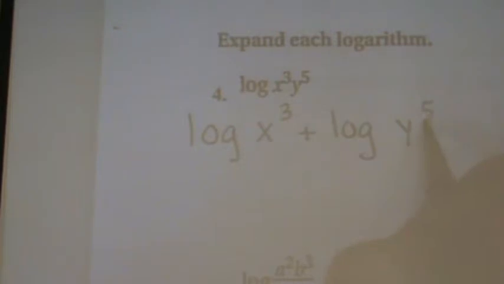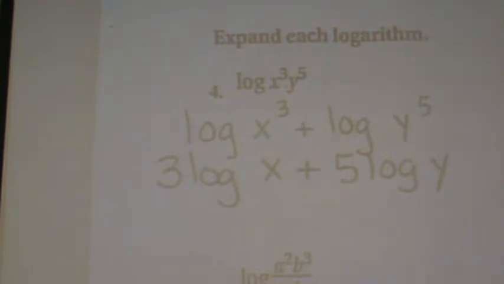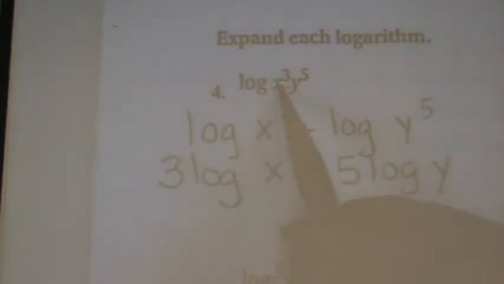Number 4, you're going to expand this. So we've got two things going here. We have powers and we have a product. So if I first expand it with a plus sign, this is what I like to do. Here's your product rule. And then the power rule says you bring this in front. So it's 3 times the log of x plus 5 times the log of y. Thumbs up? So first it's a product, the log of x cubed plus the log of y to the 5th, and then you bring the power in front.